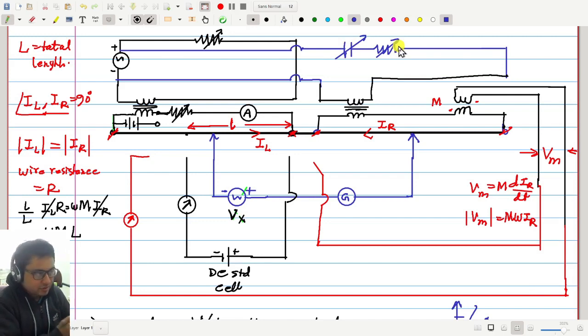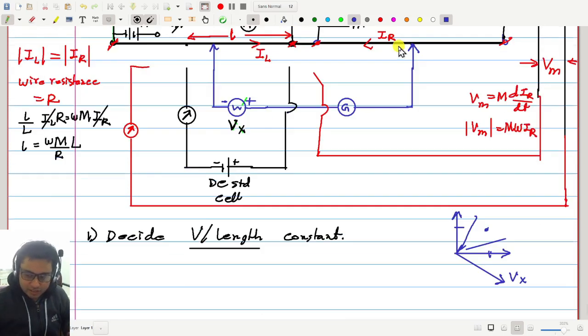Sir, it can also be that the voltage that we are measuring has only one polar component, and if we are sliding the jockey, meaning there is some non-zero length on both sides, then we will never get the null point if Vx has only one component.